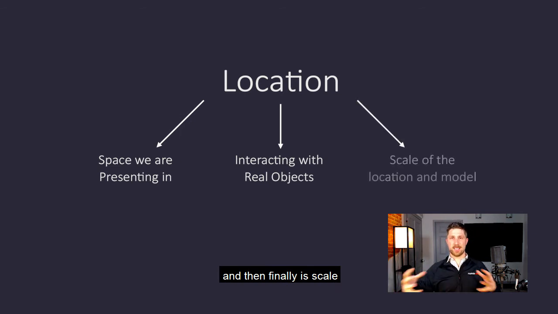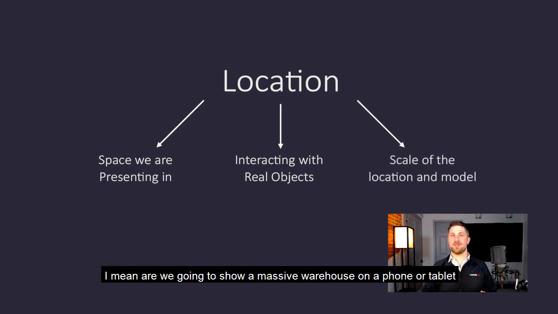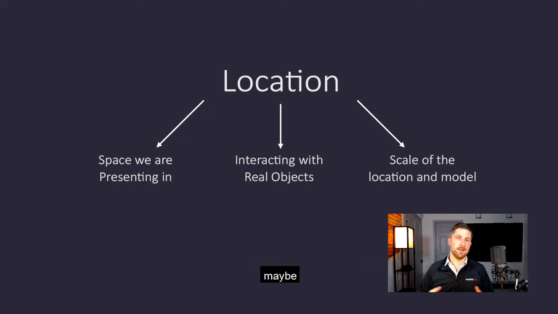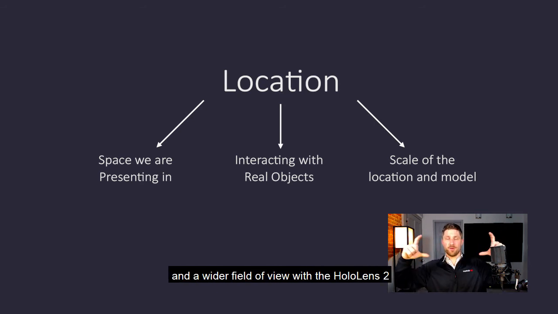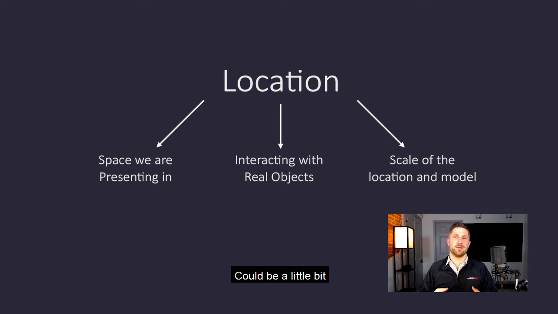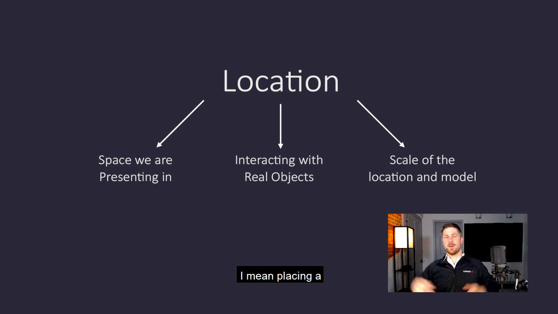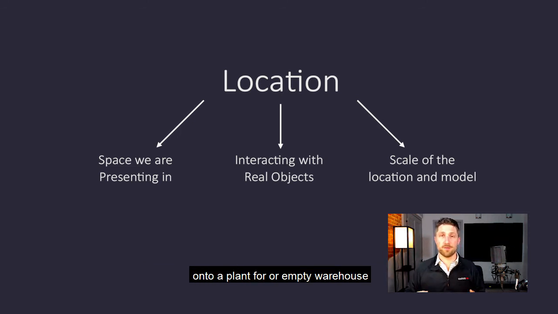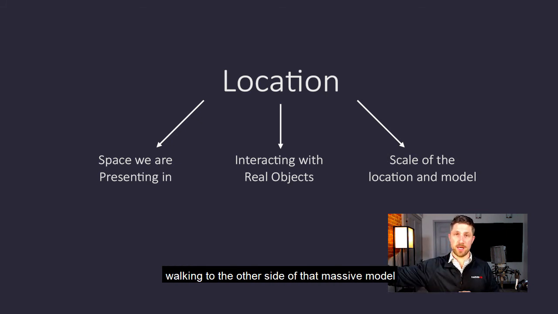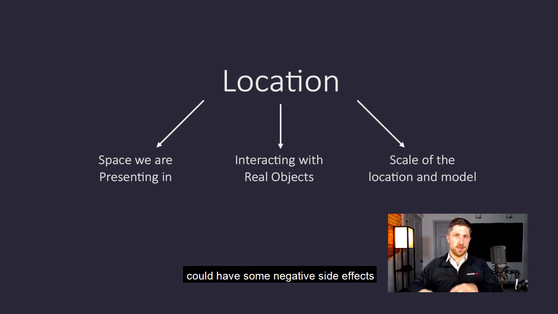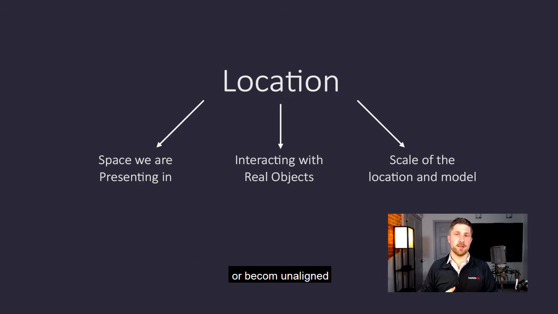And then finally is scale. I mean, are we going to show a massive warehouse on a phone or a tablet, with maybe smaller screen real estate? And even with the HoloLens, and a wider field of view with the HoloLens 2, it could be a little not so great. And maybe we want to lean to a VR headset to show full scale. I mean, placing a rather large model onto a plant floor or an empty warehouse and then walking to the other side of that massive model could have some negative side effects. The model could move around a little bit or become unaligned. So, space, are we placing it onto real objects, and scale are things to think about.